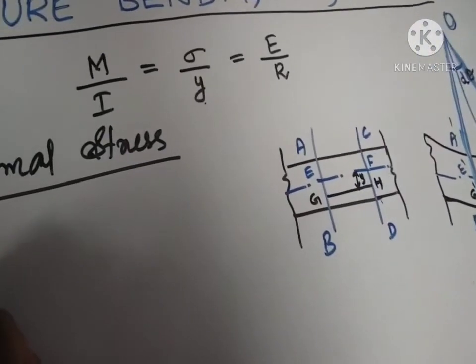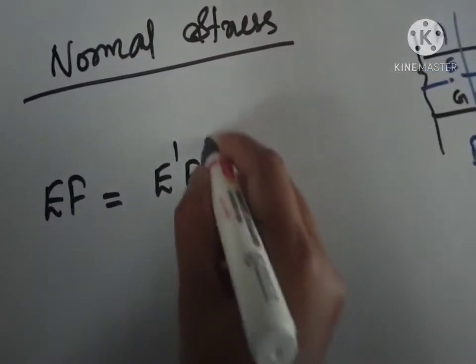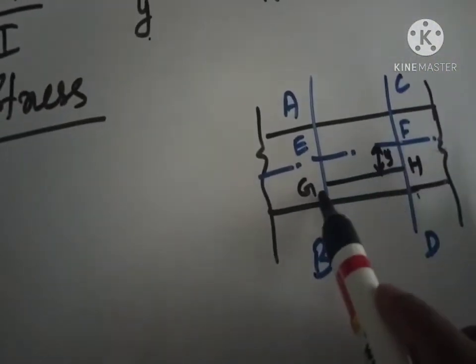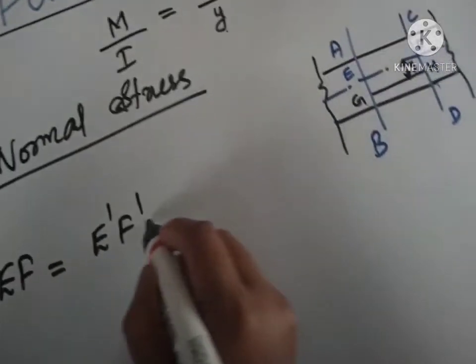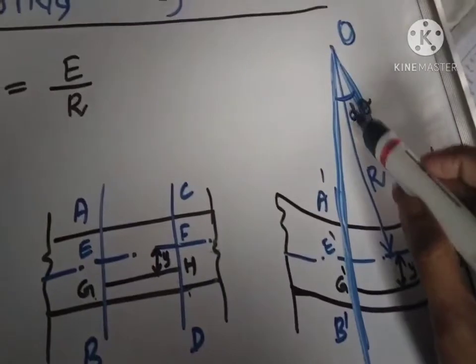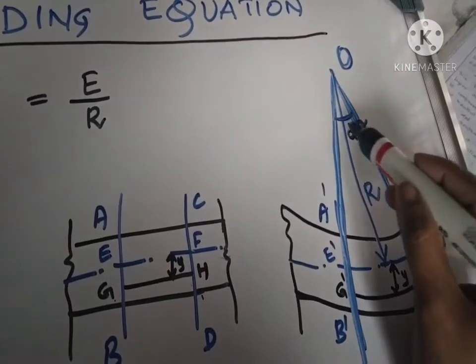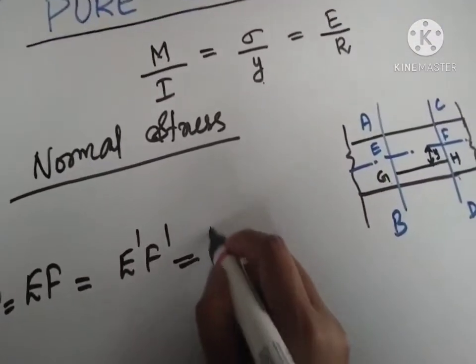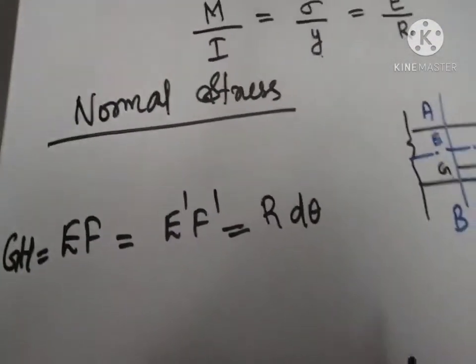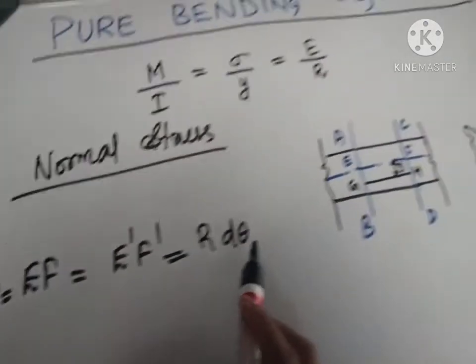So we can write EF is equal to E dash F dash. There is no change. From this figure, EF is equal to GH. From that you can write GH is equal to EF is equal to E dash F dash. From this figure, E dash F dash is the arc length. Arc length is radius into the angle subtended, that is R into d theta. So GH is equal to EF, that is also equal to E dash F dash, is equal to R into d theta.